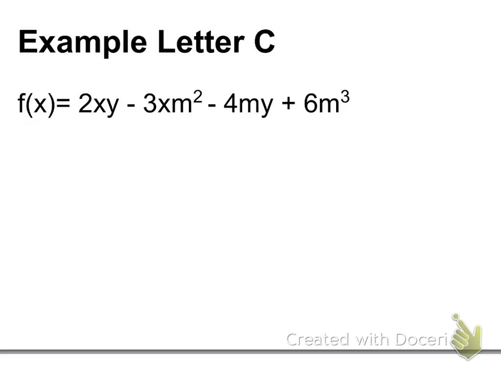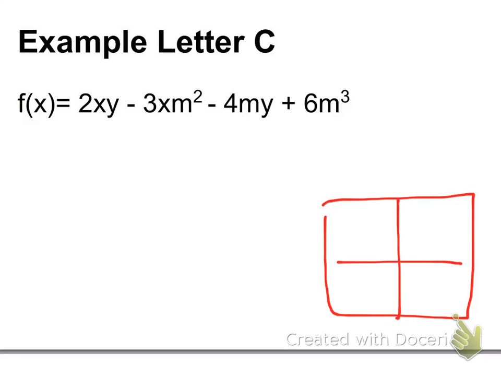So letter C is what you're going to see on the park. Obviously on the park, they're not going to just give you a basic one with all x's. They're going to throw several variables at you. So here is an example of what you would see on the park. Again, for my boxers, you draw your box, fill in each box. So we have a 2xy, a negative 3xm squared, a negative 4my, and a 6m cubed.